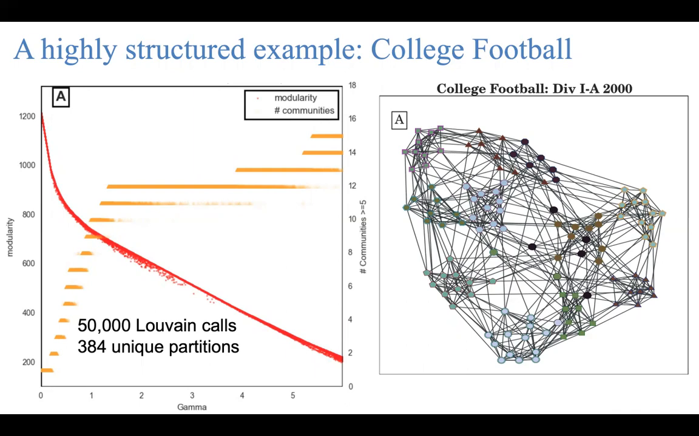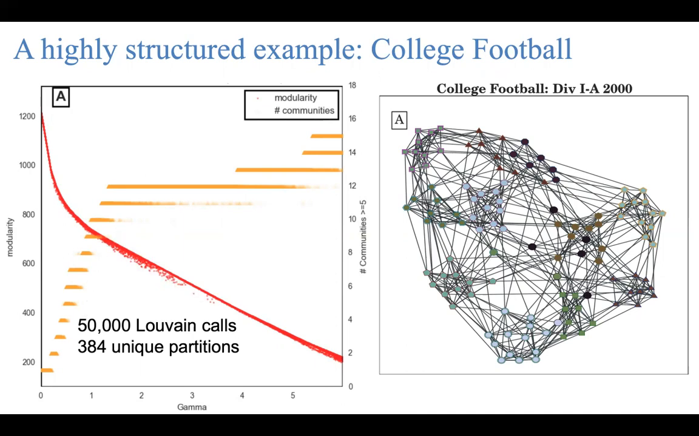You don't need to call it 50,000 times. I'm just doing so for the sake of presenting the workflow. And this actually runs remarkably fast because of the speed of the Louvain algorithm. And we're going to plot the Q value at that gamma as a red dot. And you can see in particular that there are many cases here that are not quite optimal. And we plot the number of communities identified at that gamma value here in orange.